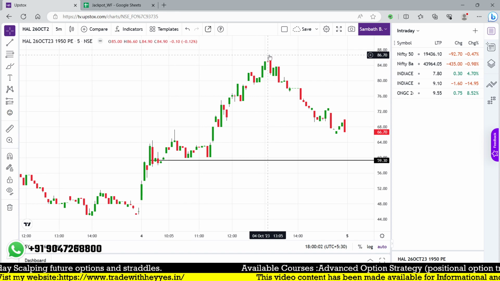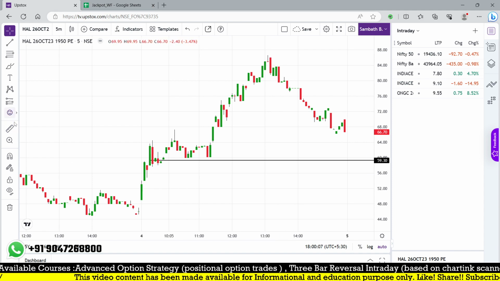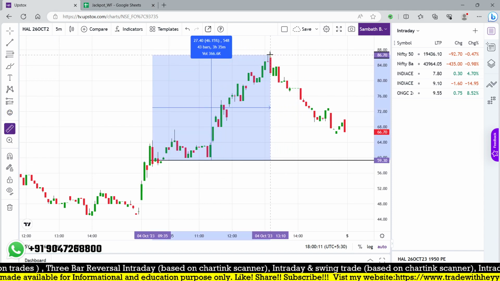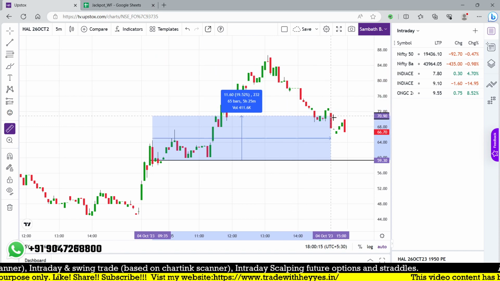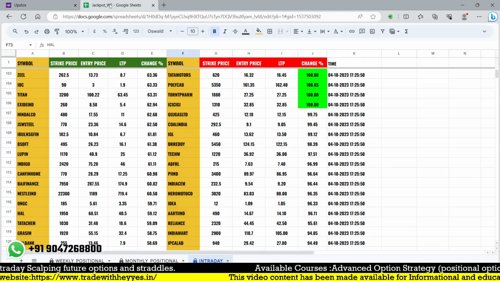It went up to 86 from the level of 59, 60 to 86, more than 25 points, and then it returned back. It is an intraday trade, so you have to book your profit whenever it reaches more than 46% increase in the option premium. It then returned back to close at 66. This is purely an intraday trade, which we plan based on this.